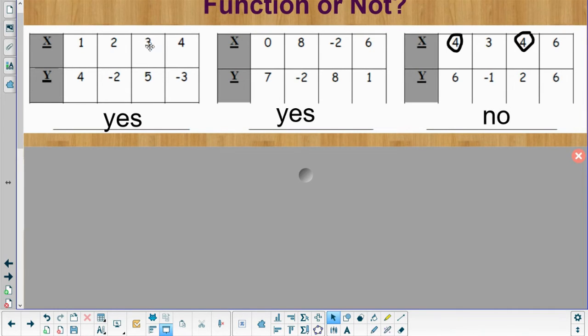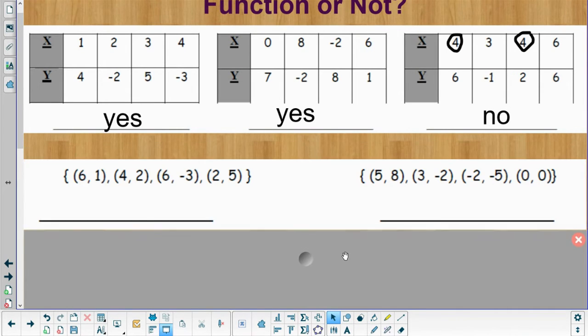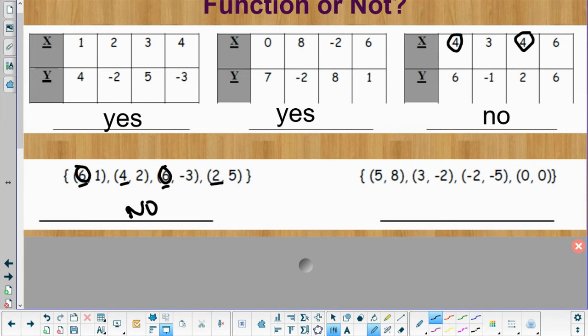Okay, we can also look at it not just in function tables, but also in ordered pairs. When you're looking at the ordered pairs, you are only looking at your X values. So in this case, we're going to look at all the first numbers, 6, 4, 6, and 2. Are there any repeats? There sure are. We have a 6 here and a 6 here. So this one is not a function. Okay, what about the next one? We have 5, 3, -2, and 0. There are no repeats there. So this is a yes.